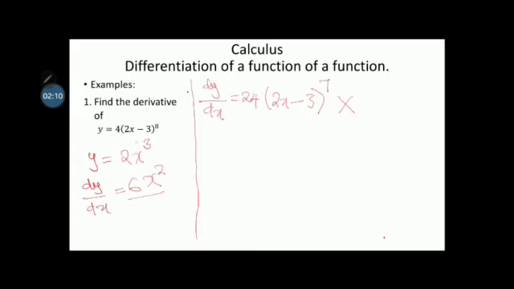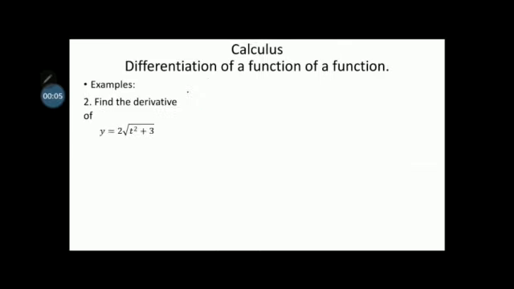So then we multiply times the derivative of what's inside. So we differentiate what's inside the brackets. Derivative of 2x is 2, derivative of a constant is 0, so all we have there is 2. So we have 24 multiplying what we have in the brackets there. 24 times 2 will give us 48. We open our brackets, 2x minus 3 to the power 7. This then becomes our dy dx.